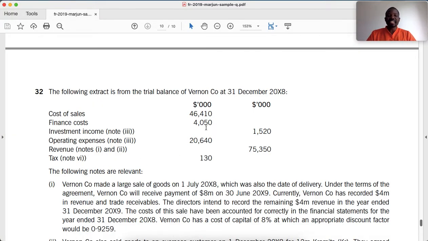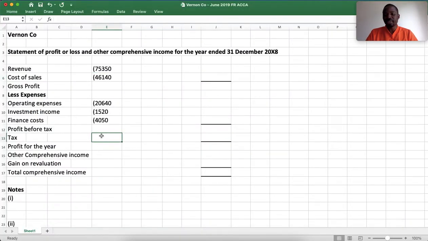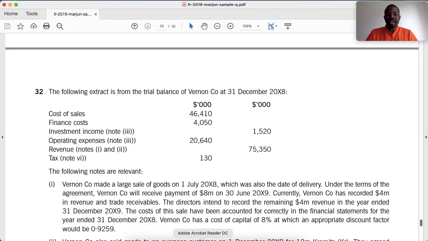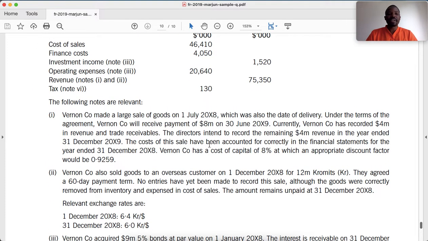Then we have got our tax. Our tax here is a debit. This column is debit and the other column is credit. Our tax here is a debit of 130. A debit of 130 means an under provision of the year 20x7, so it will be an expense in 20x8. So we come to where we have our tax and we'll add the under provision of 130 like that. So we have now taken all these figures from the trial balance. Now let's go to our notes.